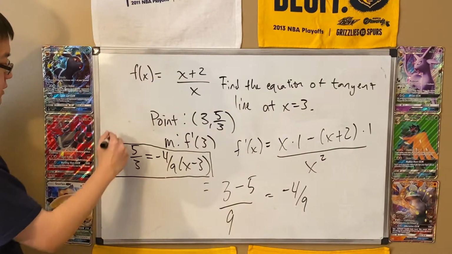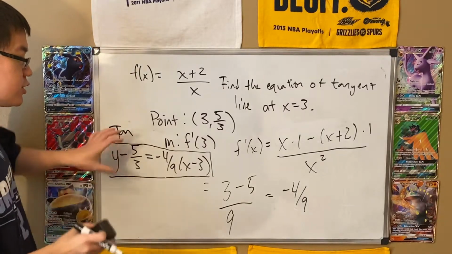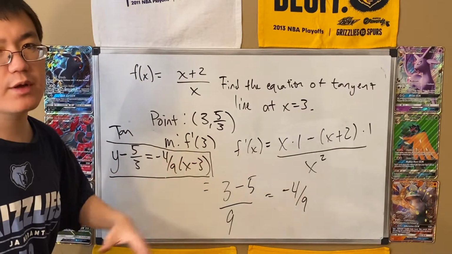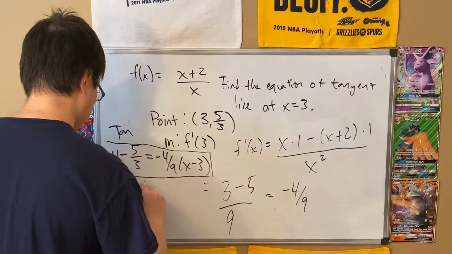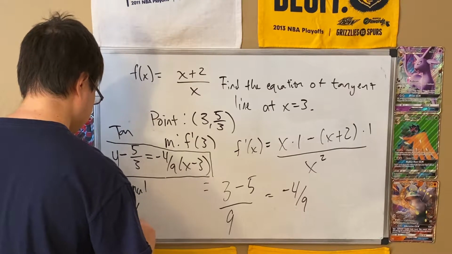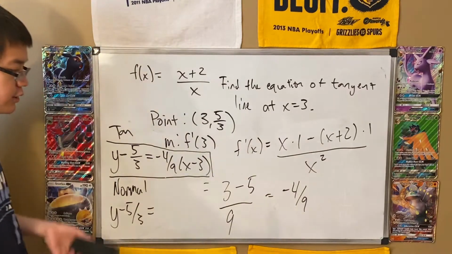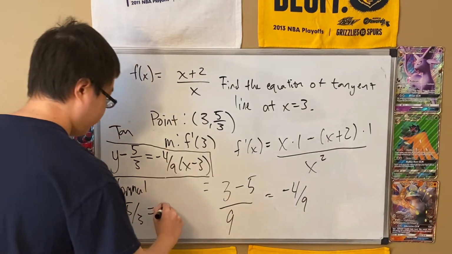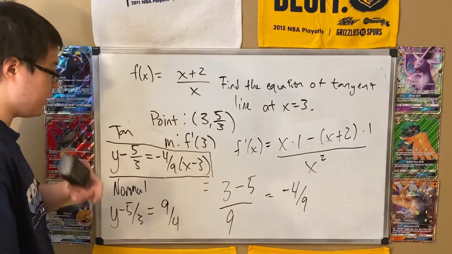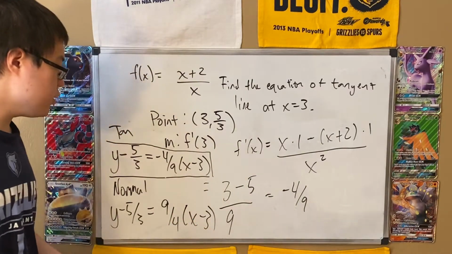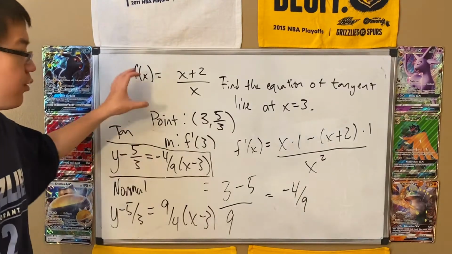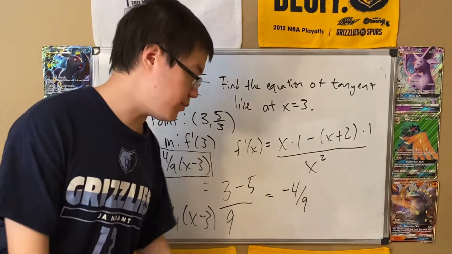Normal line, remember, this is the tan line. Normal line is you just take your tangent line and just switch the slope into the opposite reciprocal. So the normal line in this case would be y minus 5/3, same point. It goes through the same point, it just has a different slope. It's going to be 9/4 instead, because the reciprocal of negative 4/9 is 9/4. And that's all it is, nothing too crazy. Point and slope, where the slope is the derivative.